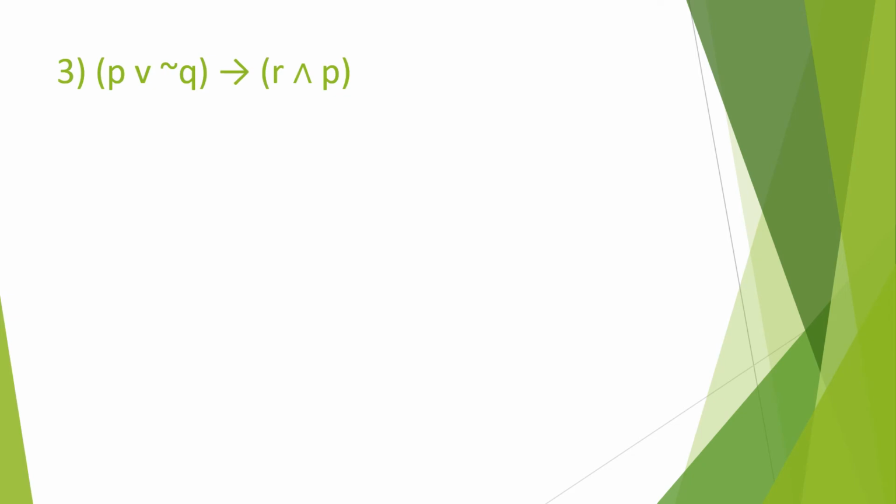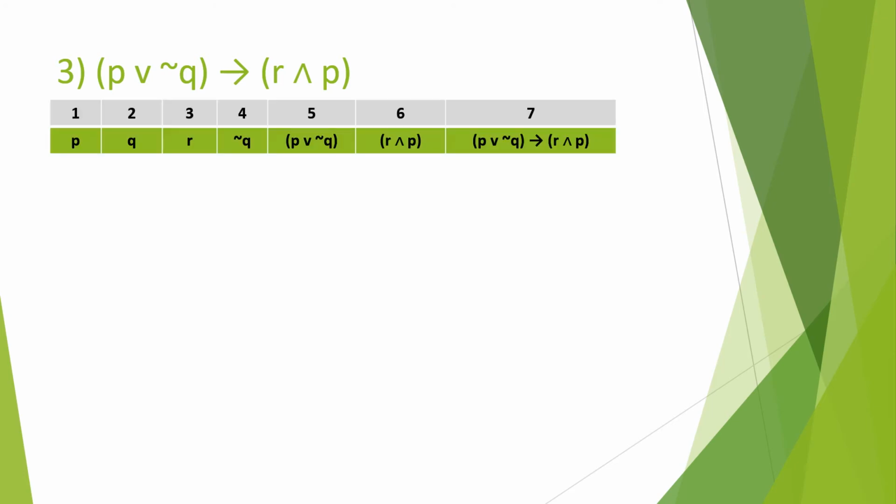Now let's consider an example which contains three atomic statements P, Q and R. So in this third example, the statement pattern is (P or negation Q) implies (R and P). So it contains three atomic statements P, Q and R. First let's construct columns of the truth table. First column is P, second is Q, the next is R. Now the statement pattern contains negation Q. So fourth column is column of negation Q.